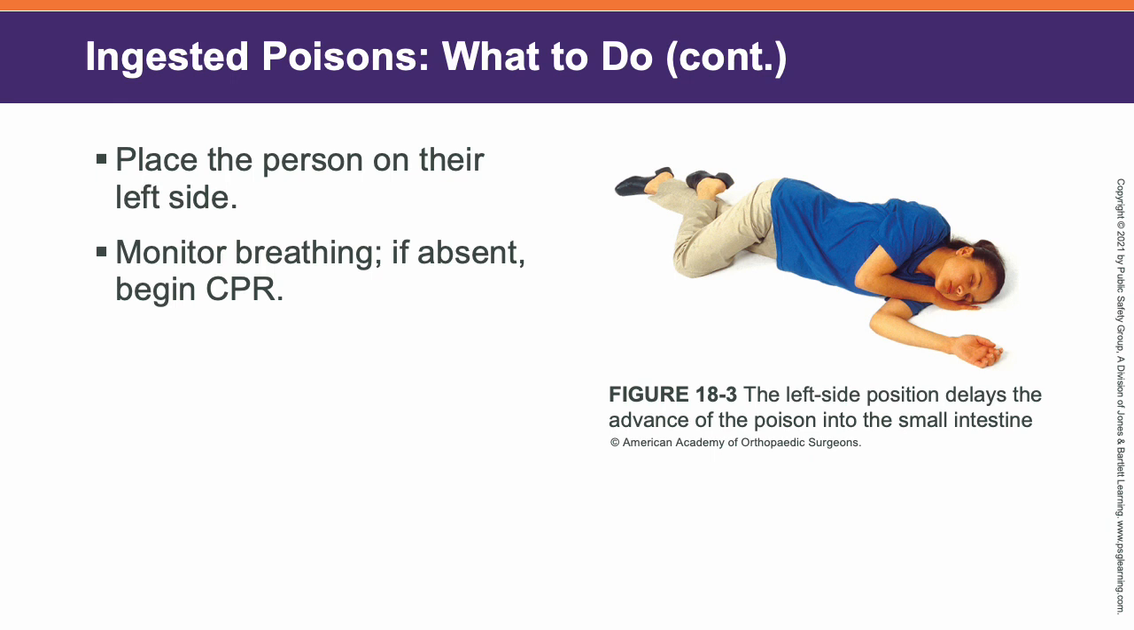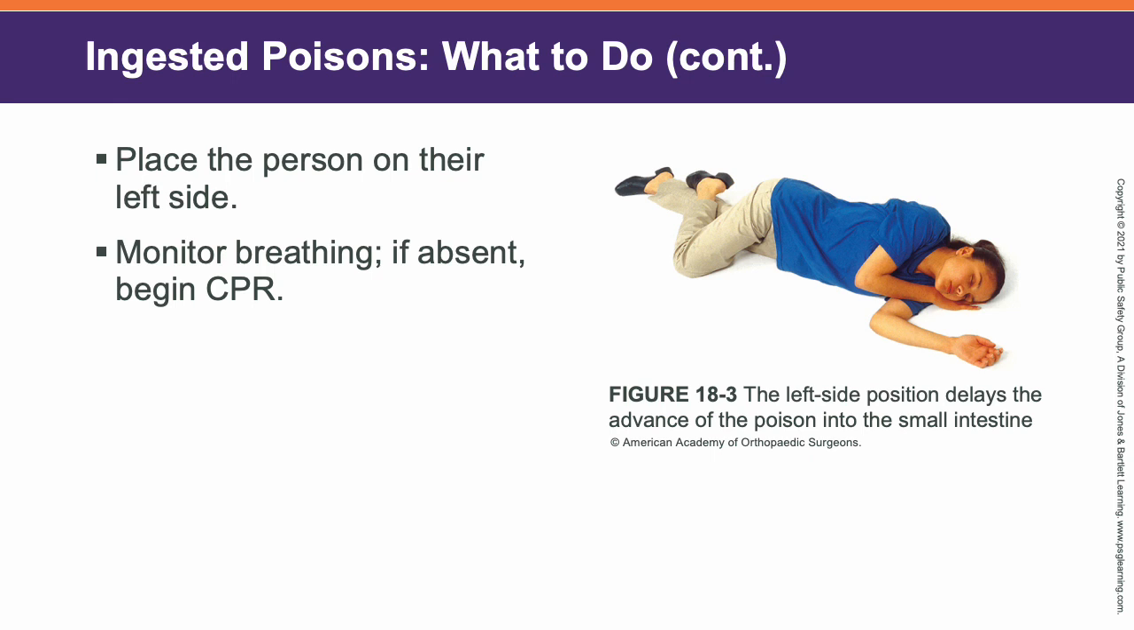So this is a quiz question. Make sure you know this. If somebody has been poisoned, or they've ingested poison, you're going to lay them on their left side. The reason is, if you'll remember from anatomy, your stomach is sort of in between your left and right upper quadrants.